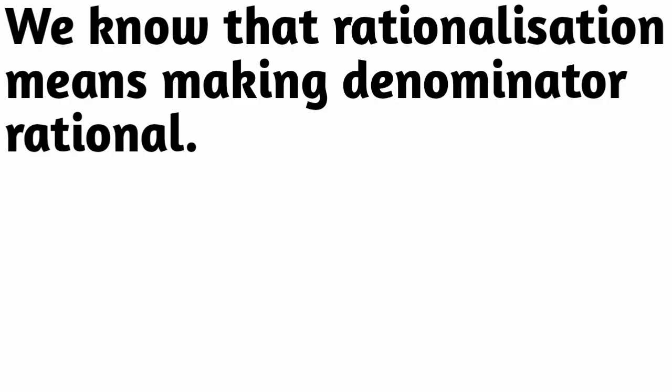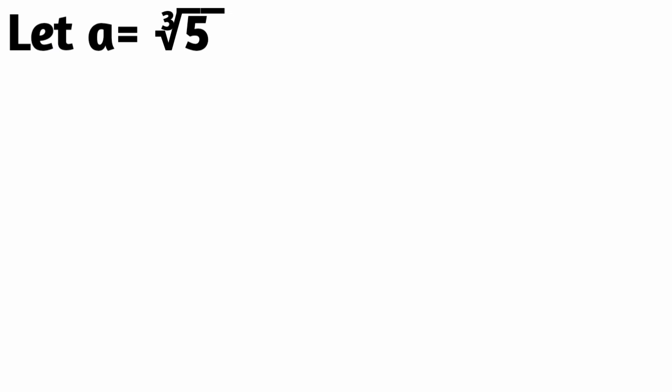That means we have to make the denominator of the given question a rational number. The numerator may be rational or irrational. But here, in order to rationalize the given number, we have to use some other technique, which we will discuss going forward. Now let a be equal to the cube root of 5 and b be equal to 1.